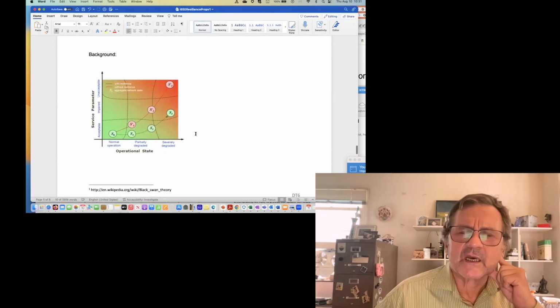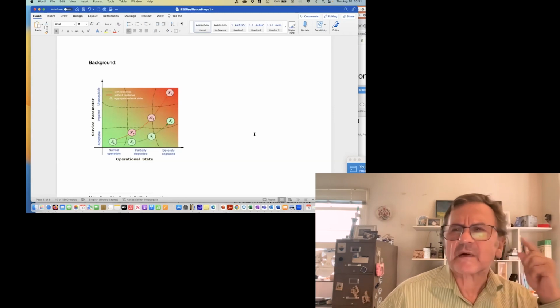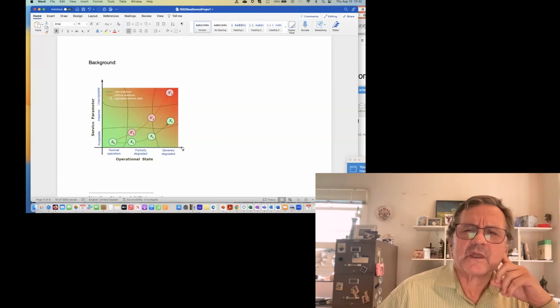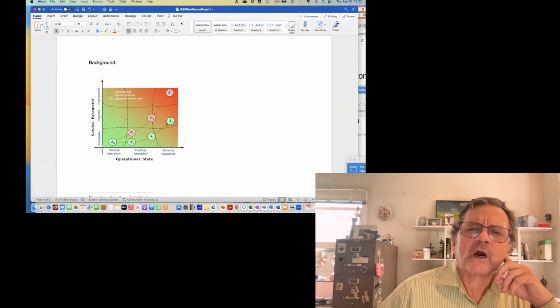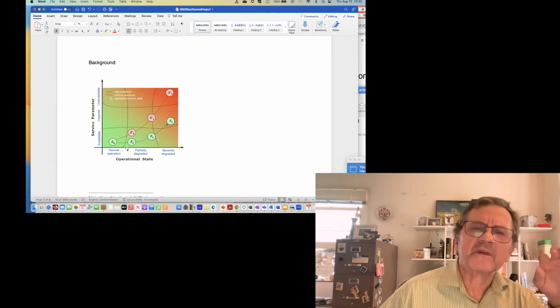Let me just show you one more picture, and then I will stop and ask if you have some questions. Here is a conceptual picture of a system. On the horizontal scale, you have three operational states: normal, partially degraded, or severely degraded. And on the vertical parameter, you have acceptable, impaired, or unacceptable states. So basically, any system can be either red or green, or somewhere in between, right?